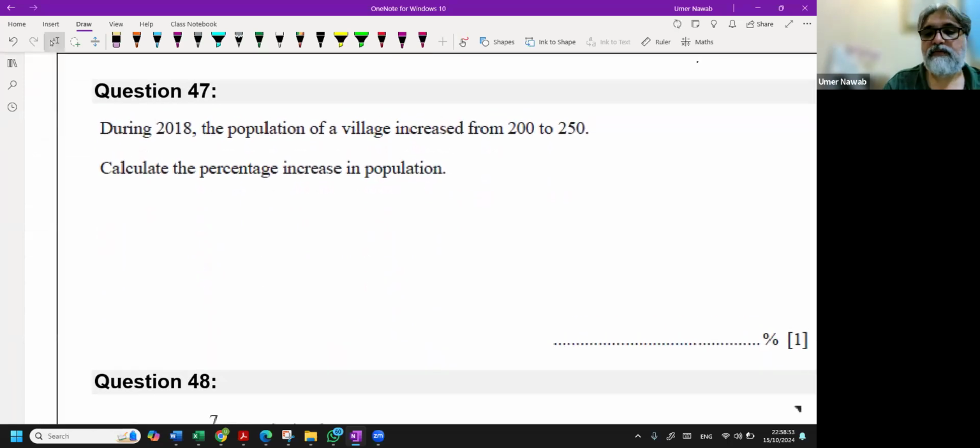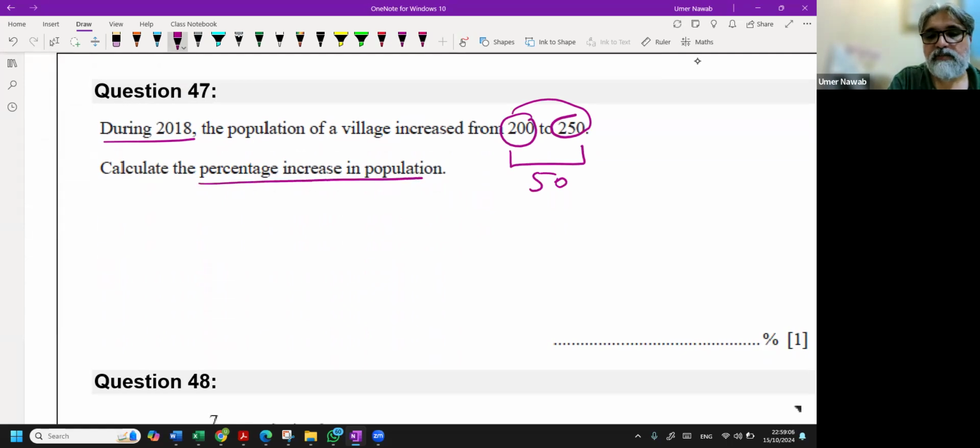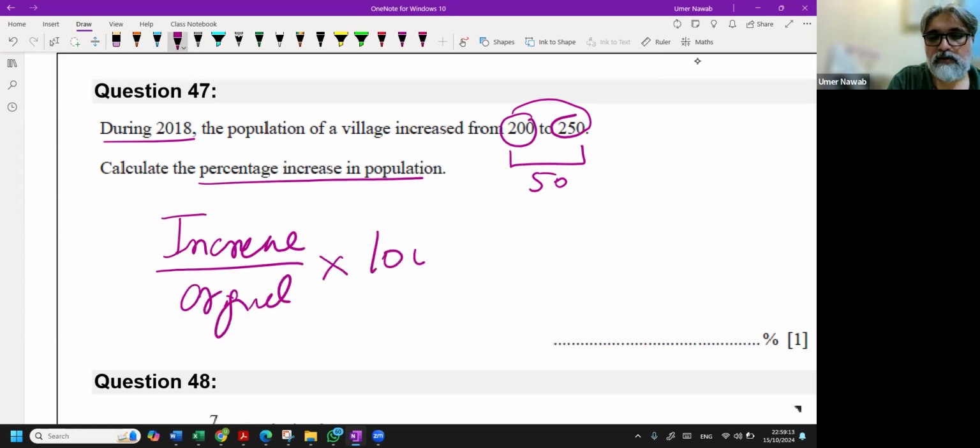Question number 47, very important. In 2018, the population of the village increased from 200 to 250. So how much is the increase, guys? The increase is 50. So the formula for percentage increase is increase over original times 100. Why times 100? Because I want to get the answer as a percentage. So how much is the increase? Confirm it to me. From 200 to 250, it is increased.